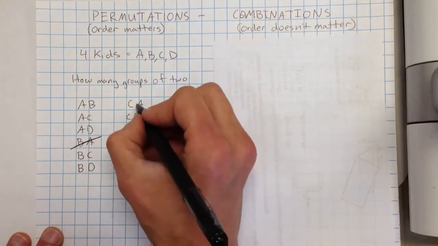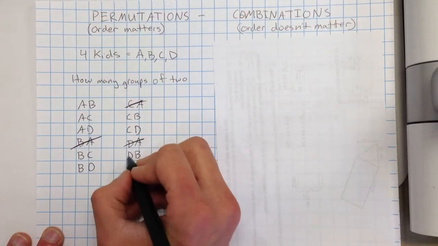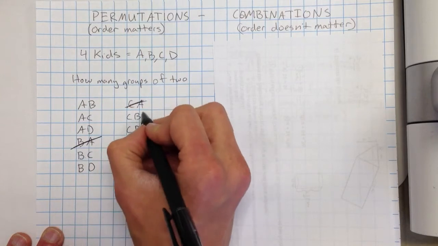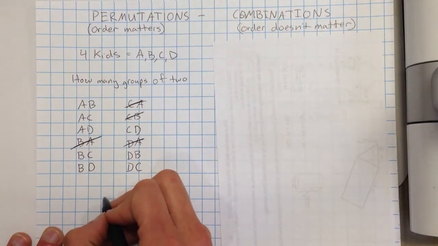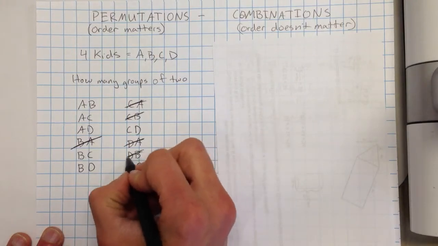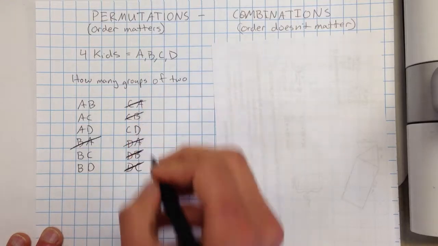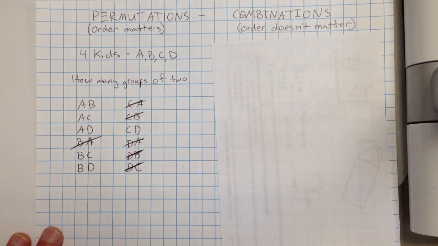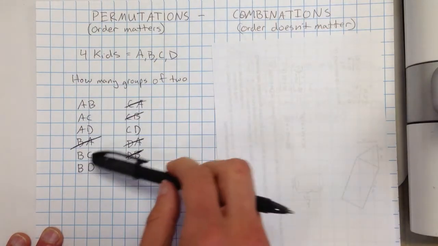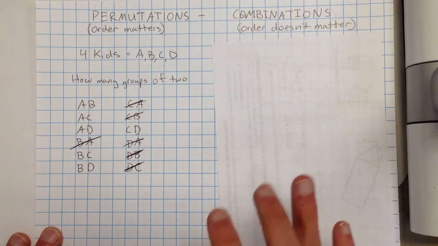We have A and C, that's the same thing as CA. A and D, that's the same thing as DA. Could keep going. I could see B and C is the same thing as CB. We could see that B and D is the same thing as DB. And then C and D is the same thing as DC. So I've crossed out all of the ones that are doubles. And we see we're left with 1, 2, 3, 4, 5, 6. We could actually have 6 unique groups of 2. And that's a combination problem.